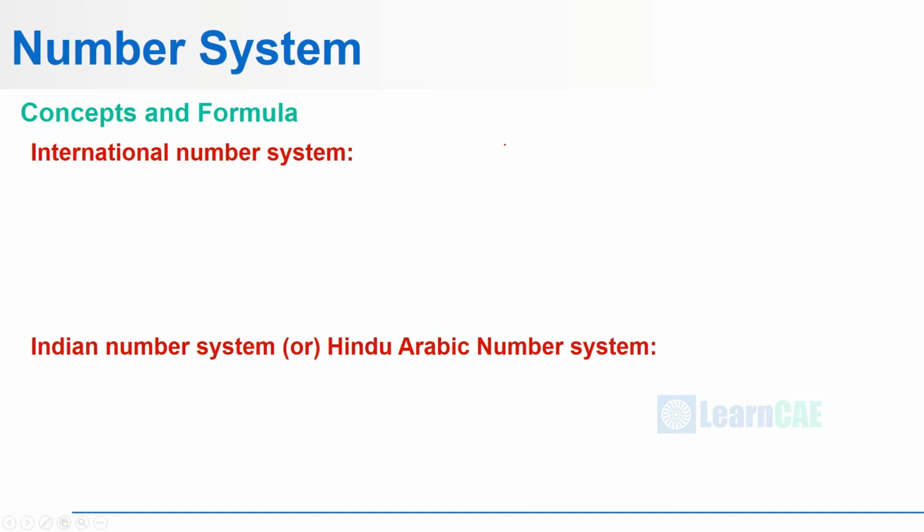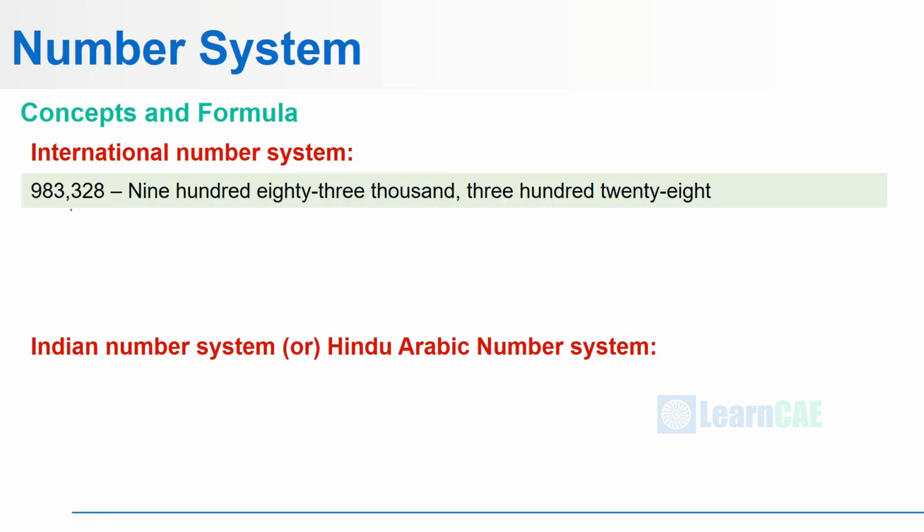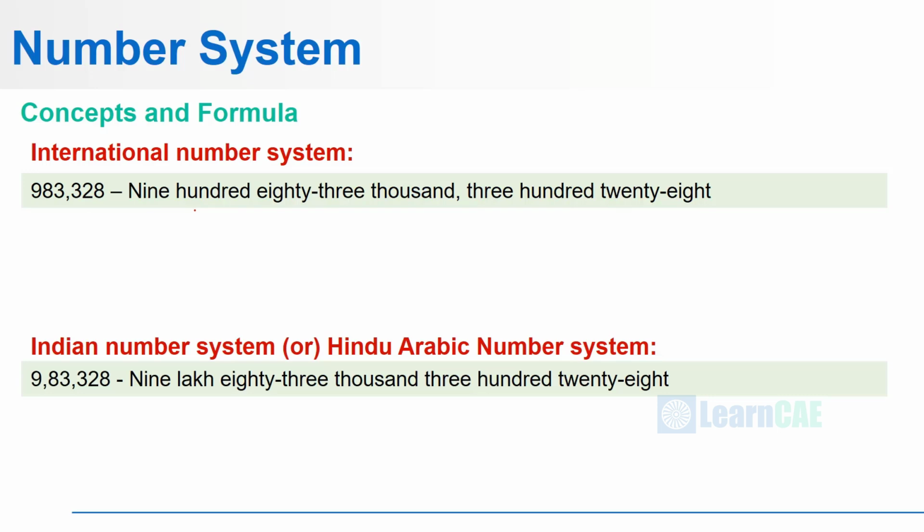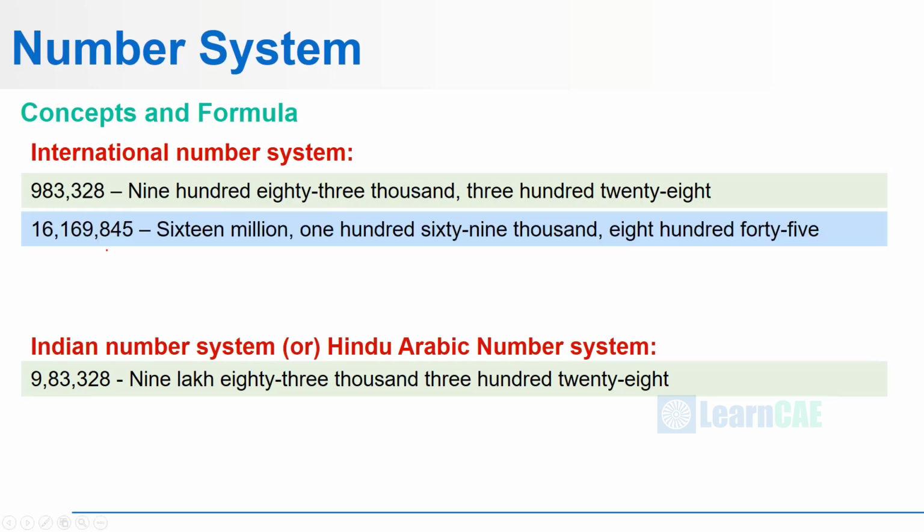Now let us see some examples between both the numbering systems. Let us start with this one. So this number is called 983,328. Whereas in Indian system it is read as 9,83,328.